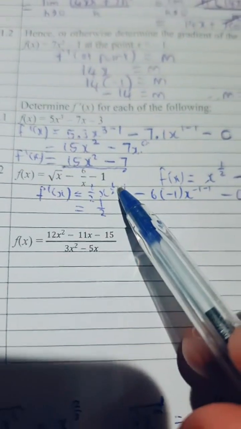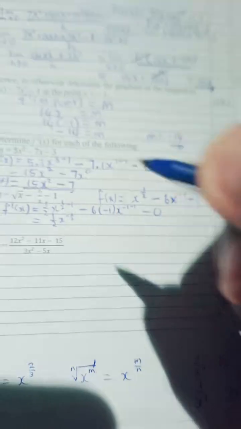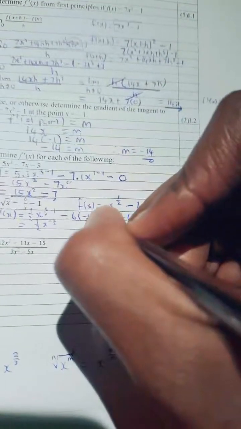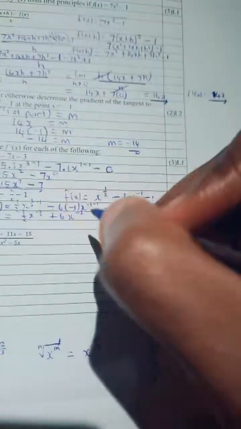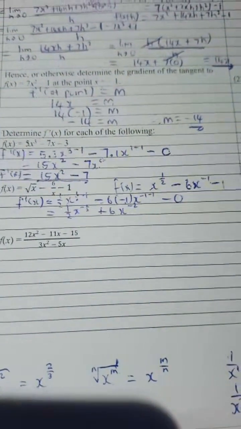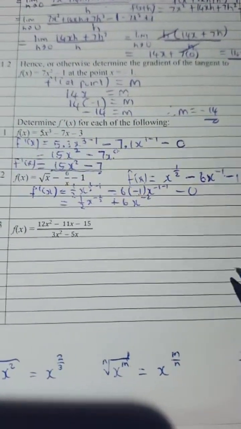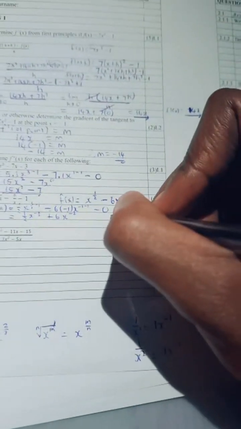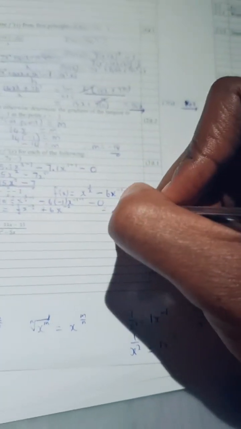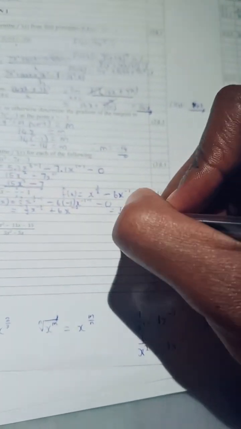Now the x to the power negative half minus 1, that gives us what? X to the power negative half. Negative times a negative, positive 6x to the power negative 2, and obviously that 0 is still 0, so we don't even have to write it. Final answer equal to, I just want to use the 2 spaces, 1 over 2.